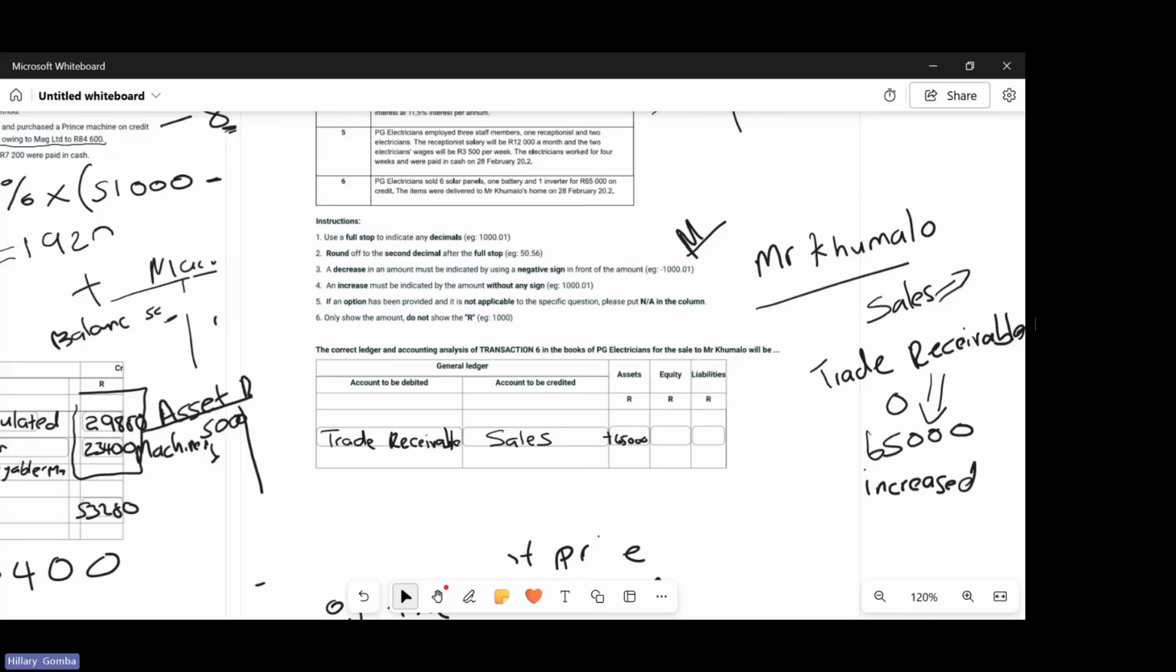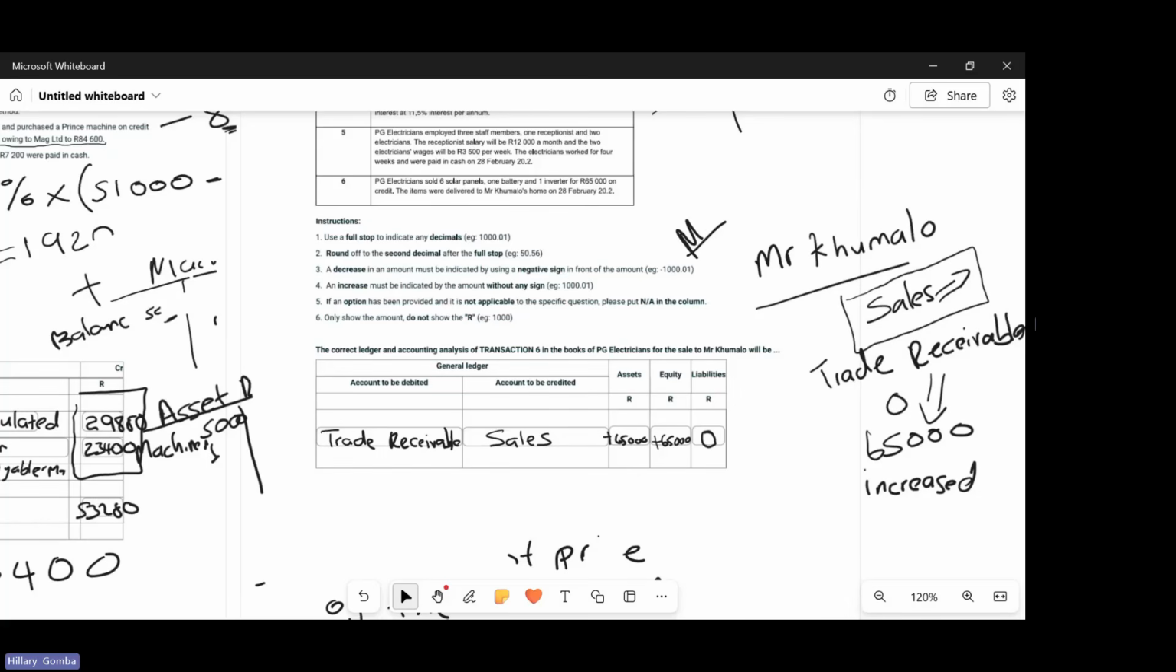And then the other thing that is being affected, which we credited, was sales. And you know that sales is an income account, and all incomes increase on the credit side. So which means on equity, sales is also increasing by how much? By 65,000. Liabilities, there's nothing that's affecting liabilities because we didn't buy anything on credit. There is no creditor involved, or there's no supplier that we bought goods from on credit, but it's actually a debtor that bought from us on credit. So which means on liabilities is going to be 0.